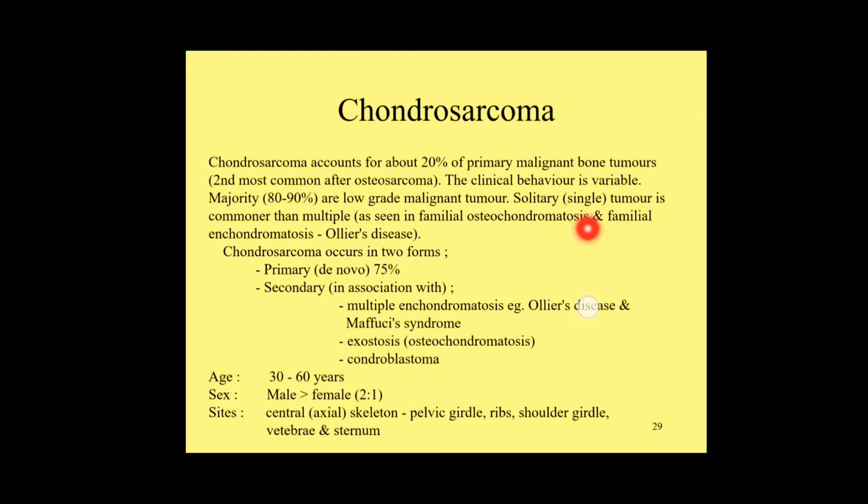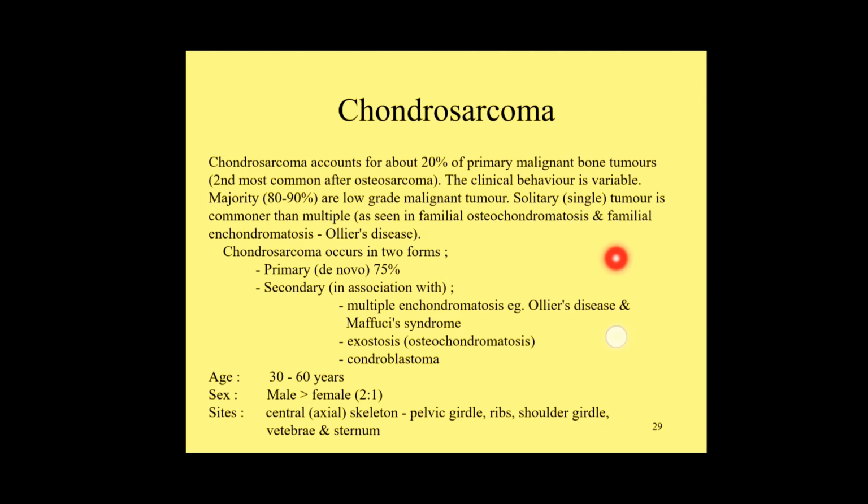The majority, like 80 to 90%, are low grade malignant. There will be high grade as well as low grade based upon the histological features, which I will tell. A solitary tumor is more common than multiple tumors. If it is multiple, it comes under familial osteochondromatosis and familial enchondromatosis or Ollier's disease, which will eventually lead to chondrosarcoma.